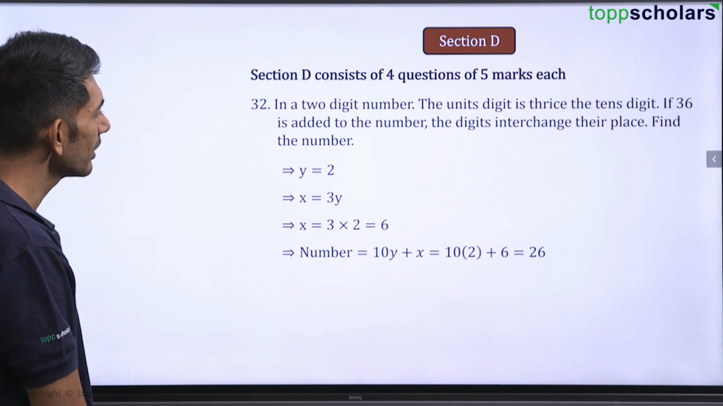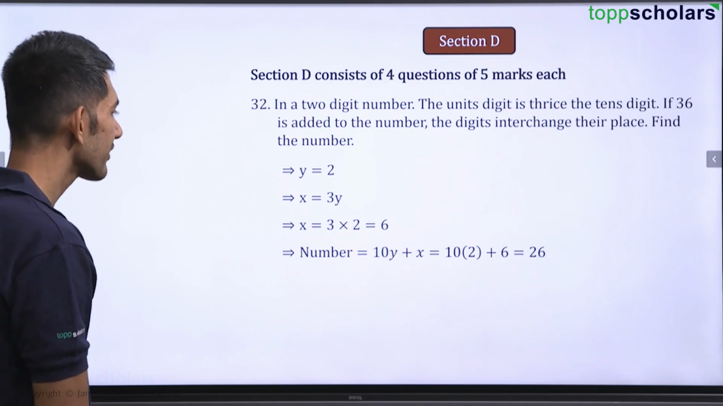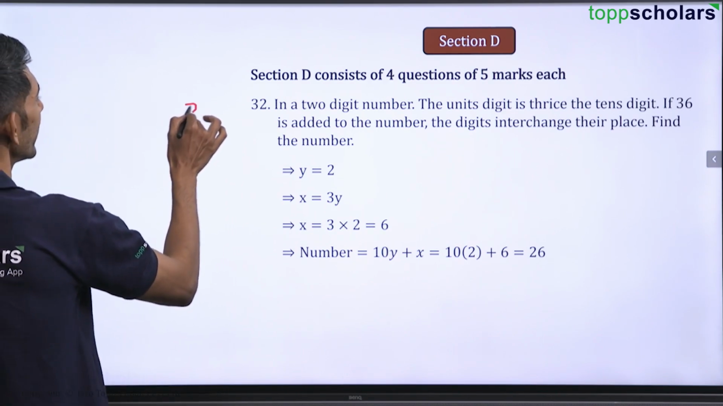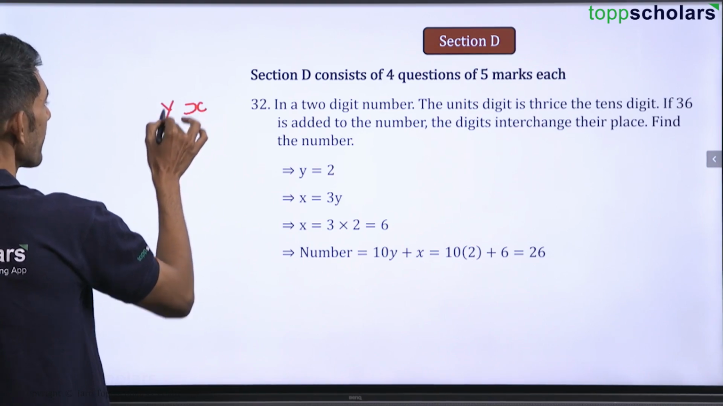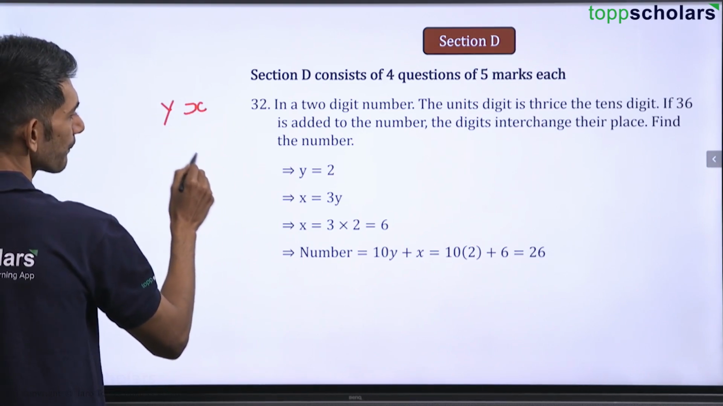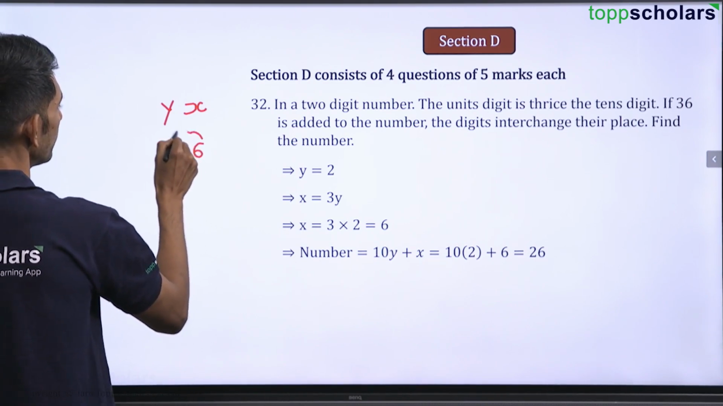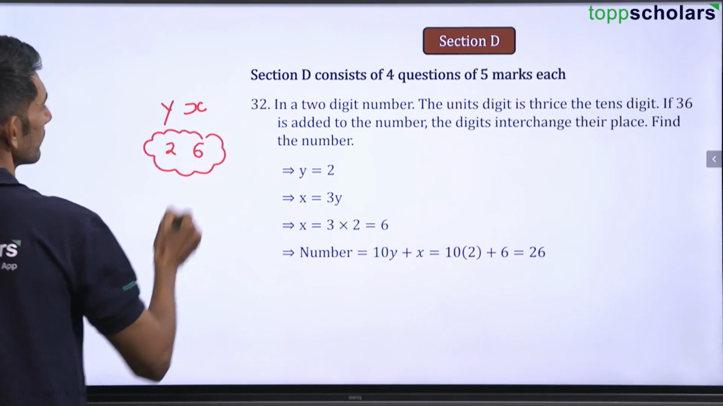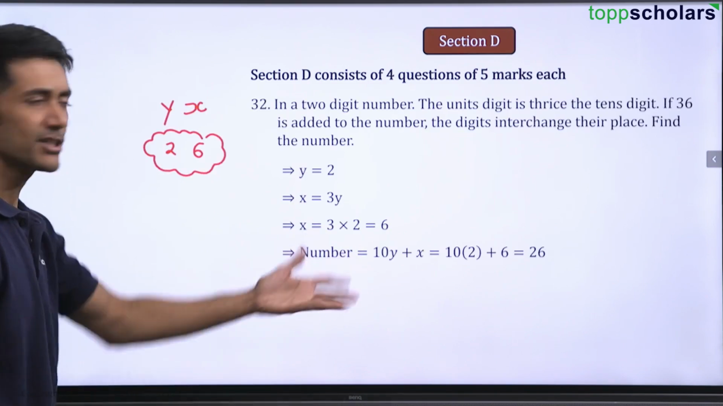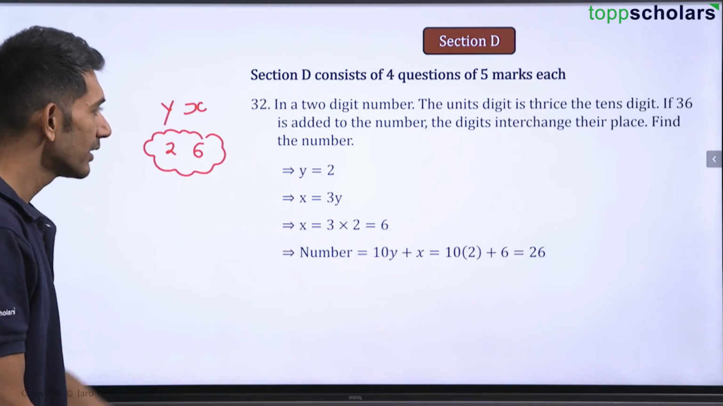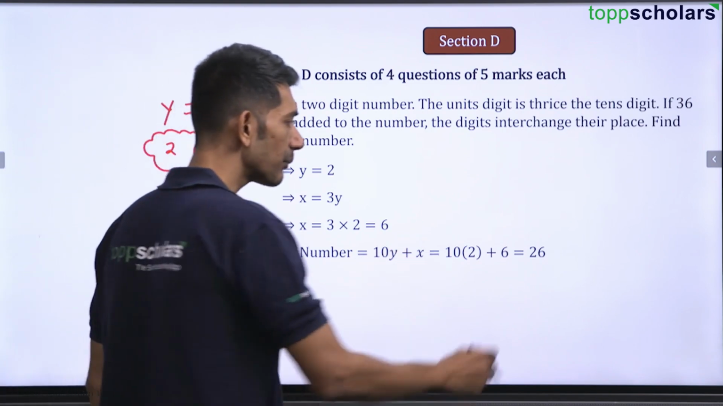So what will be the number? The number will be 26, right? Because we assumed unit as x, tens as y. We got x as how much? 6, y as 2. So yes, the number is 26. And if you reverse it, the number will be 62.